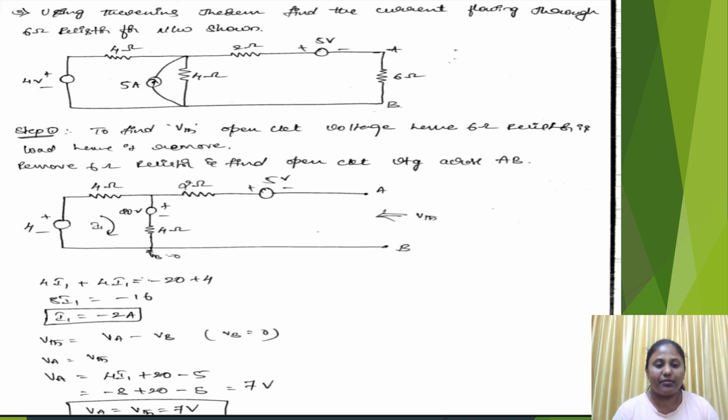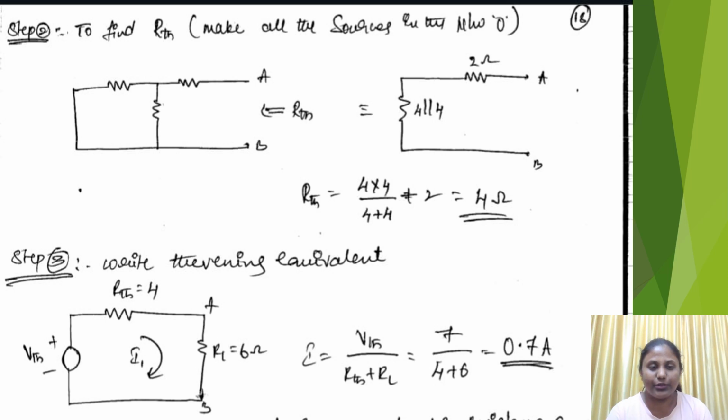VTH equals VA minus VB, where VB equals 0. VA equals VTH. VA equals 4I1 plus 20 minus 5, equals minus 8 plus 20 minus 5. So VA equals VTH equals 7 volts. Step 2 is to find RTH: make all the sources in the network zero. RTH equals 4 times 4 divided by 4 plus 4, plus 2. So RTH equals 4 ohm.